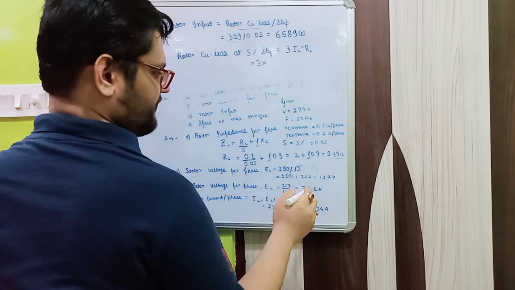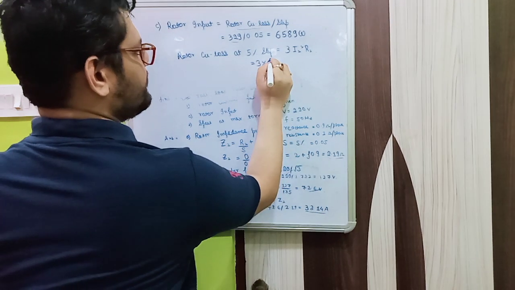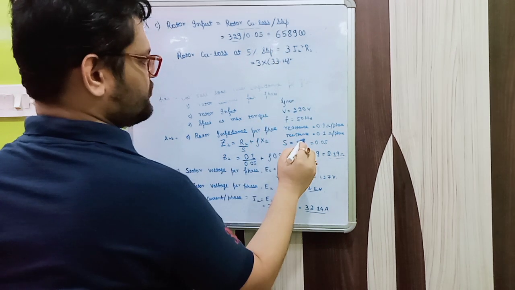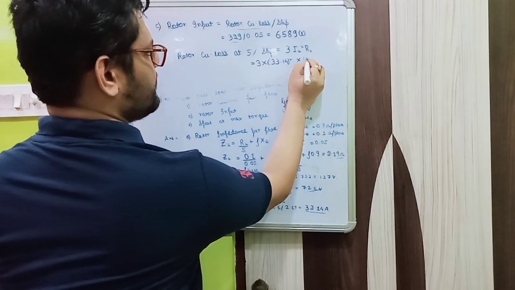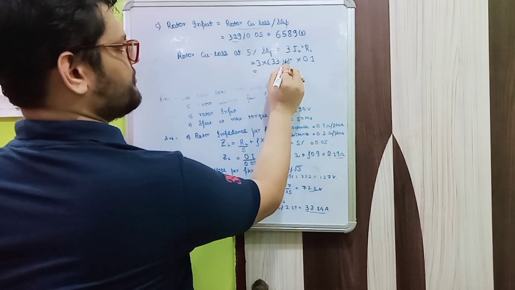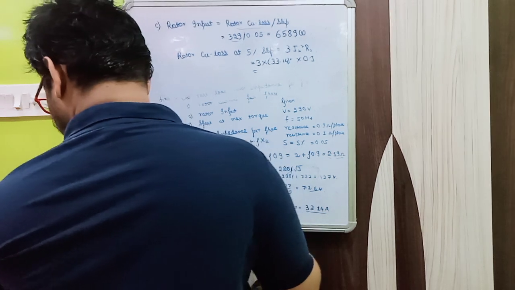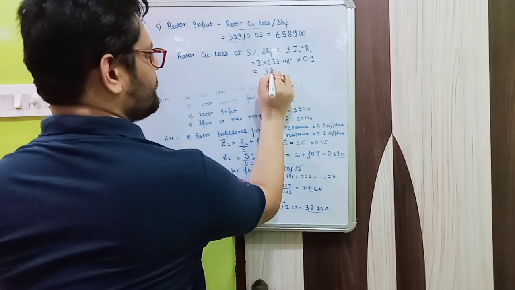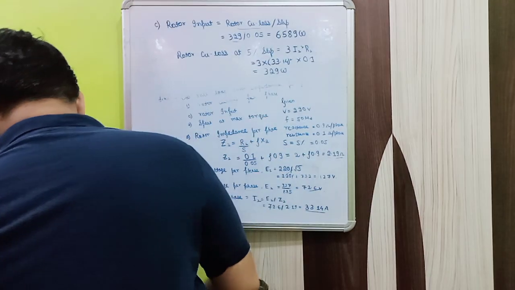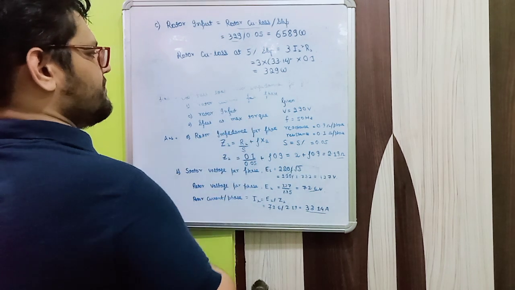We have already taken the value of I2, that is 33.14. R2 is the resistance, that is 0.1. So if we just calculate the values, 3 into 33.14 whole square into 0.1, it will come as 329 watt. So now we will go to the next part of the question, that is the speed at the maximum torque.